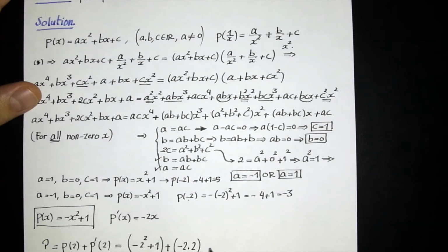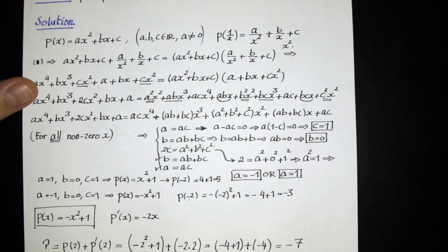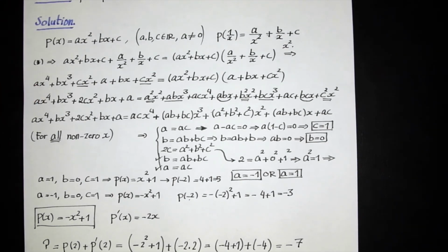And then I have to calculate this. So this becomes minus 4 plus 1 plus minus 4, so this becomes minus 7. And that is exactly the answer that we're supposed to reach.